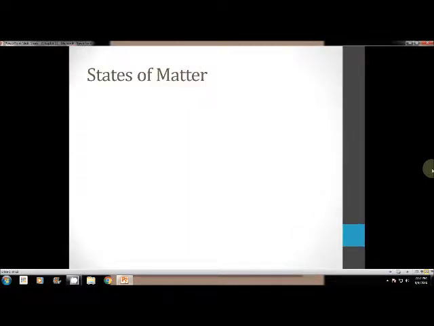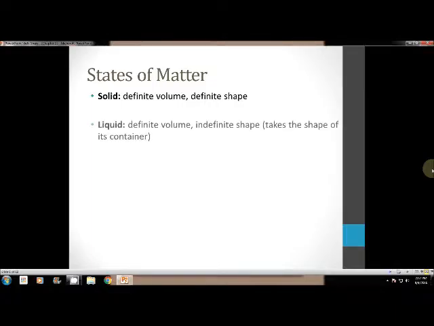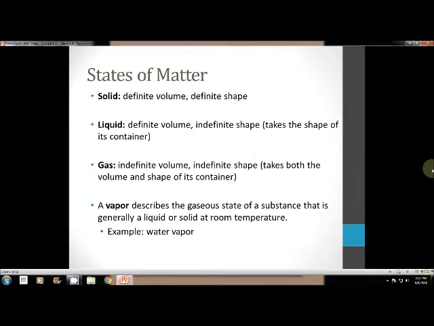We have states of matter. We've been learning about this since you were in elementary school. A solid is our first type, and that has a definite volume and a definite shape. A solid is a solid. It has that definite shape, and a definite volume, how much your sample is. A liquid has a definite volume, like we could say we have a liter of water, but it's indefinite shaped, meaning it takes the shape of its container. And a gas is indefinite for both because it takes both the volume and the shape of its container.